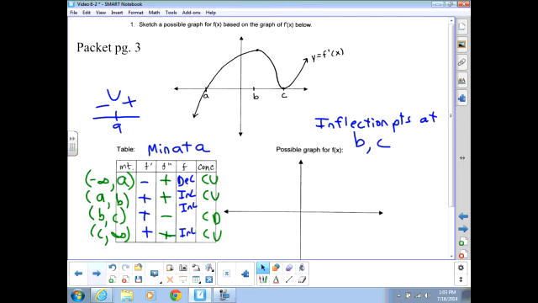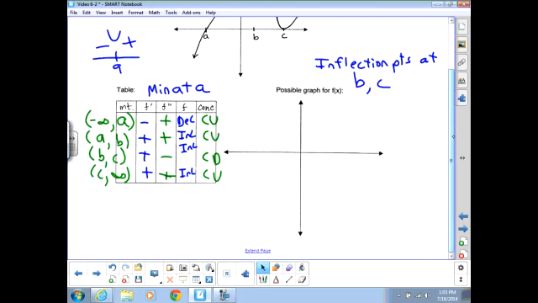And we're going to use this now to sketch a graph of f. So we'll mark roughly where a was, where b was, and where c was. We know we have a minimum at a. So let's just pick some y value. We don't know where, but let's make it down low because it's got to be a minimum. We'll also have inflection points at b and c.